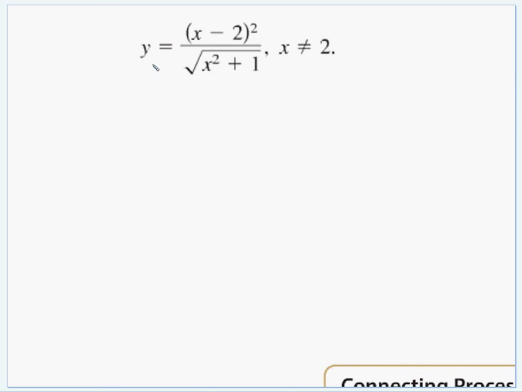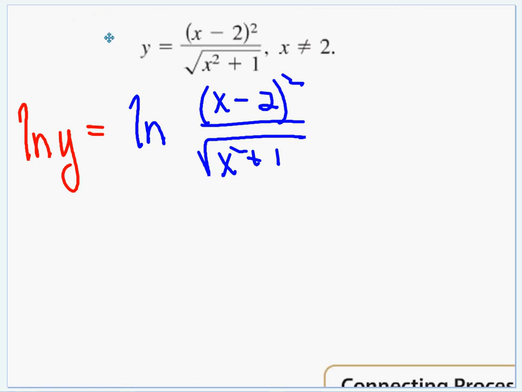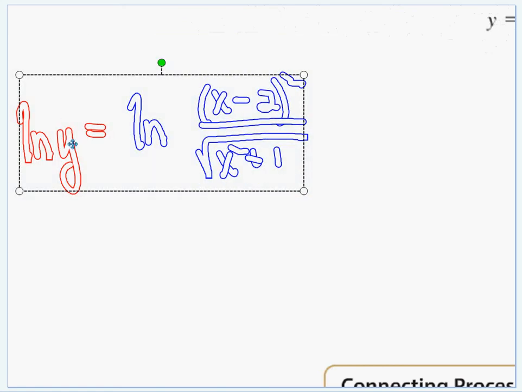So the way we're going to approach this, remember we can do something to one side, if we do it to both sides, we have to be fair. So our first step here is we're going to natural log both sides. We've got the natural log of y is going to equal the natural log of this mess. x minus 2 quantity squared over root x squared plus 1. And the reason we do this is now we can use the properties of logs to simplify this, like we saw in the section on the chain rule when we started looking at logarithmic differentiation.